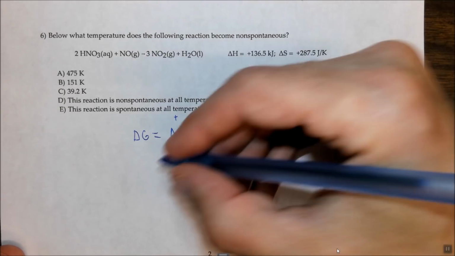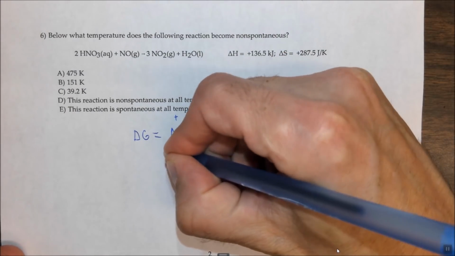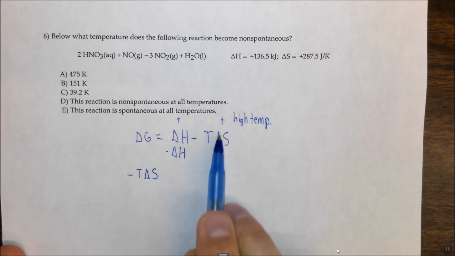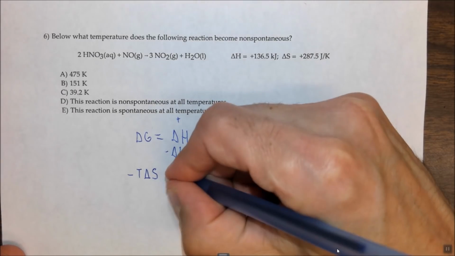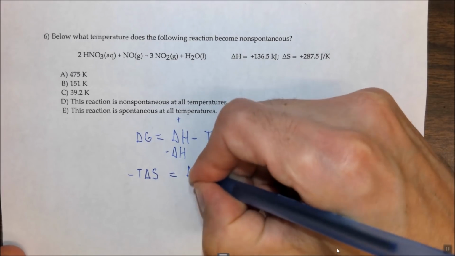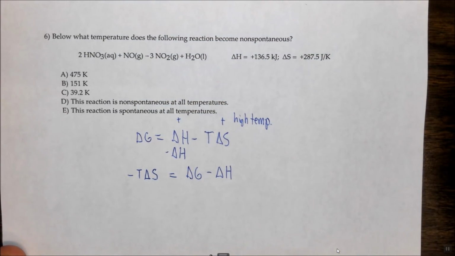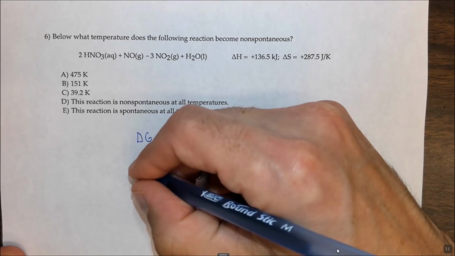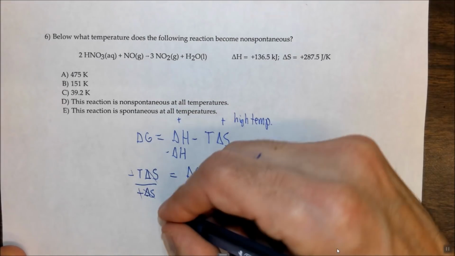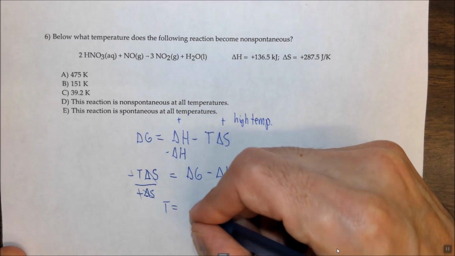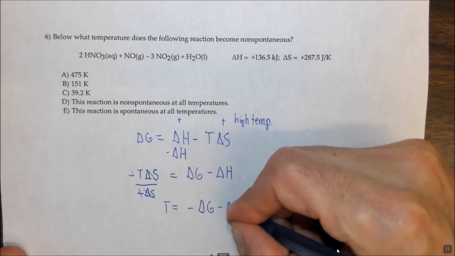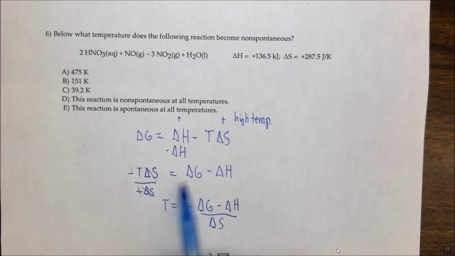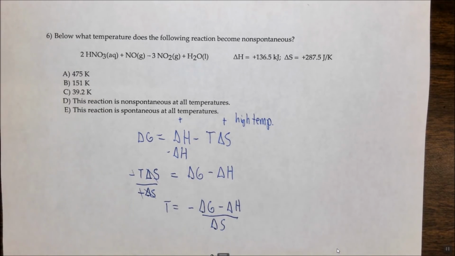All right. So the first thing I want to do is subtract delta H. So negative T delta S, I'm simply writing this on the other side, equals delta G minus delta H. Now I want to divide by negative delta S. So the negative cancels and the delta S cancels. And what I get is T equals negative delta G minus delta H divided by delta S. So I put the negative out front because I moved the negative as well, and I put the delta S on the bottom.